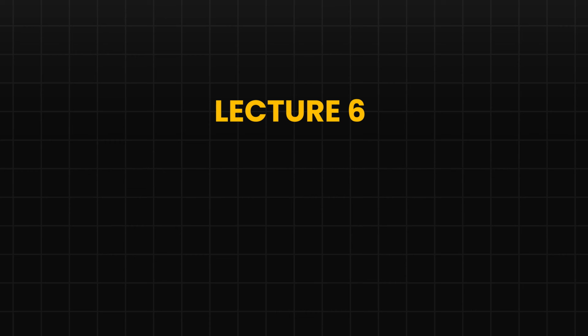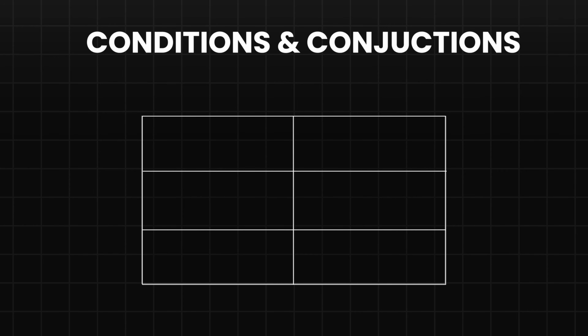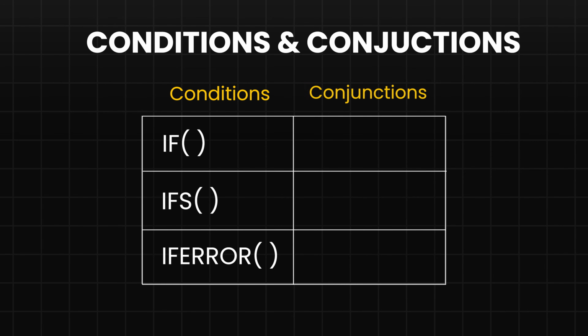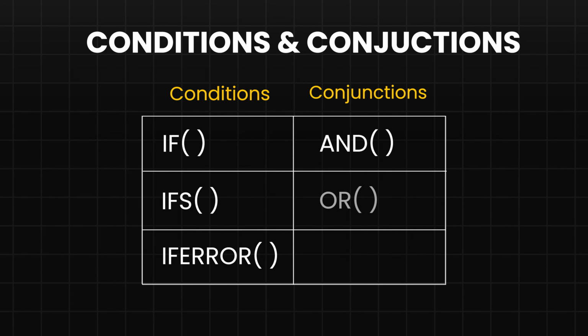Welcome to Data Analytics Full Course 2026, and this is lecture 6. In this lecture we are going to see conditions and conjunctions. If you don't know about conditions and conjunctions, this lecture is very important for you. There will be a total of 6 functions: 3 conditions and 3 conjunctions. In conjunctions there will be 3 functions: first is AND, second is OR, and third is NOT. So without wasting my time, let's get started.